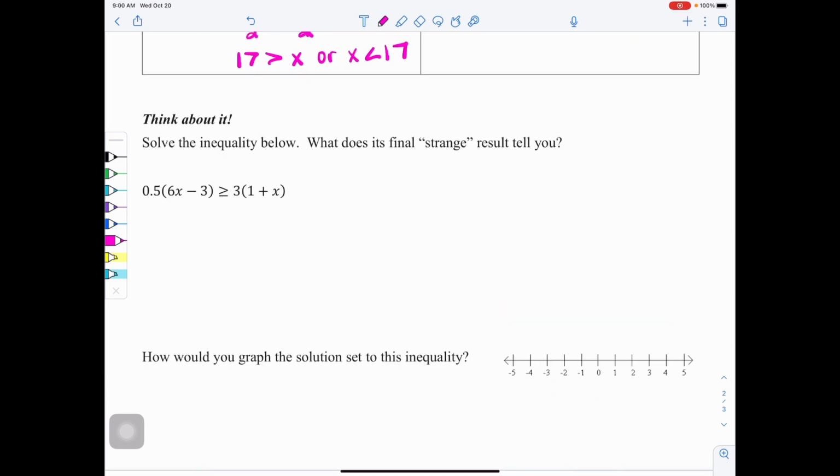Okay, now I'd like you to do the think about it question. You're going to solve the inequality below. What does its final strange result tell you? And then underneath that, how would you graph the solution set to this inequality? I'd like you to pause the video at this time and try this question without me. Then when you're ready to go over the answer, you can resume.